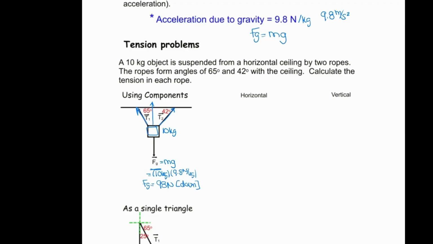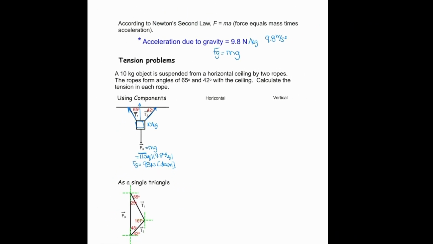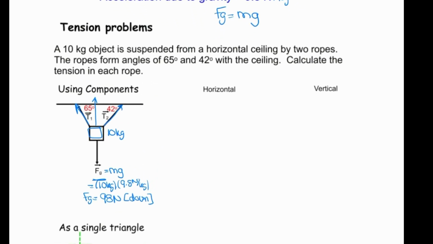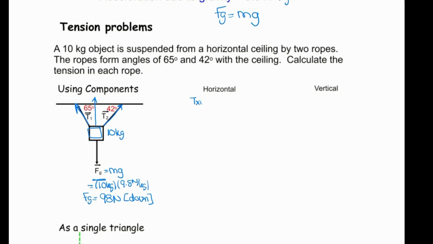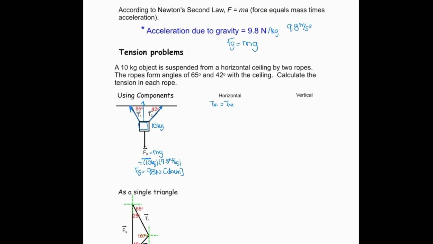Now, what else do we know about this? Just like the wagon question from the last lesson, since the sign's not moving left or right, the x components of this force of tension have to be equal in both ropes. So the tension in the x direction of rope 1 is equal to the tension in the x direction of rope number 2. That's the first thing we need to think about.